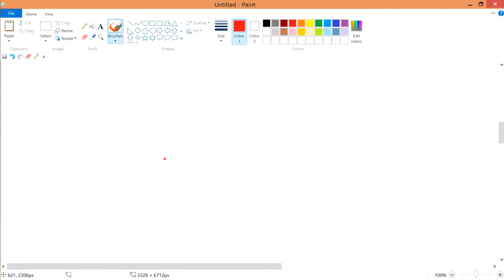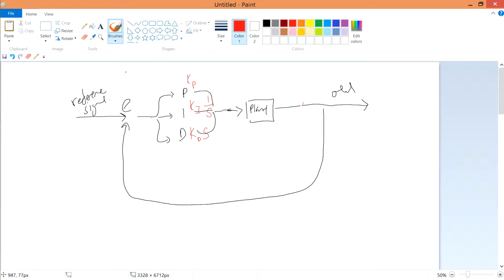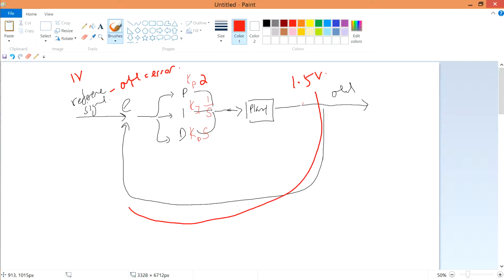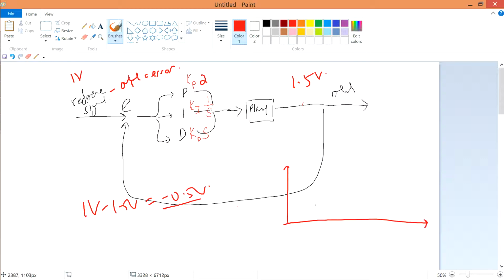Steady state error means that when you take a reference signal, you minus away your output, you have error. Correct? So if you input 1 volt, and your proportional gain is about 2, your output, because of going through the plant, may be 1.5 volt. So when you feed back, 1 volt minus 1.5 volt, you have an error of minus 0.5 volt. And therefore from this you can see that your steady state error is minus 0.5.